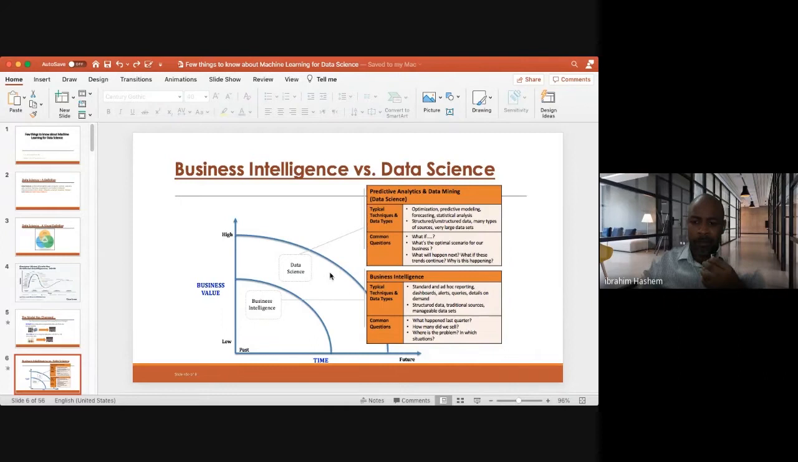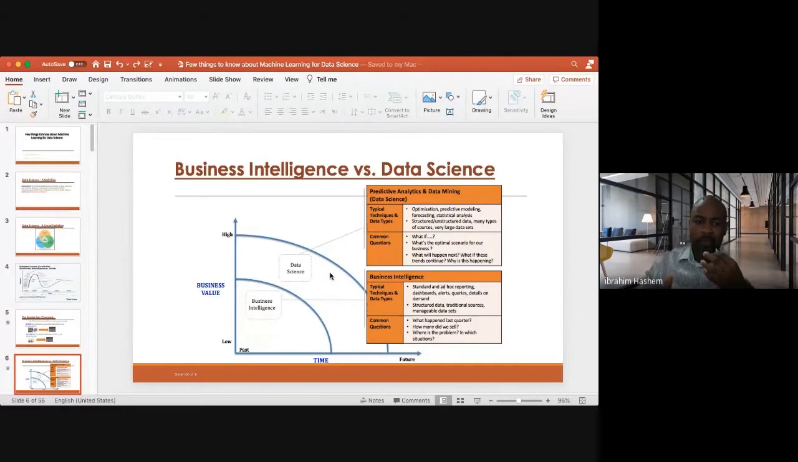And the questions, as I said, are all about the past, especially when we deal with business intelligence, like what happened last quarter, and how many did we sell, for example, if we are talking about the business. So you can see the differences now between business intelligence and data science, and how we can see the complexity as we are moving toward data science.